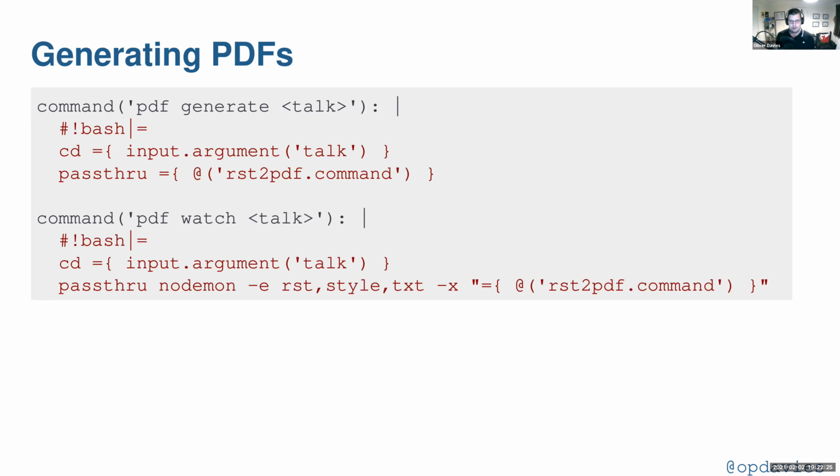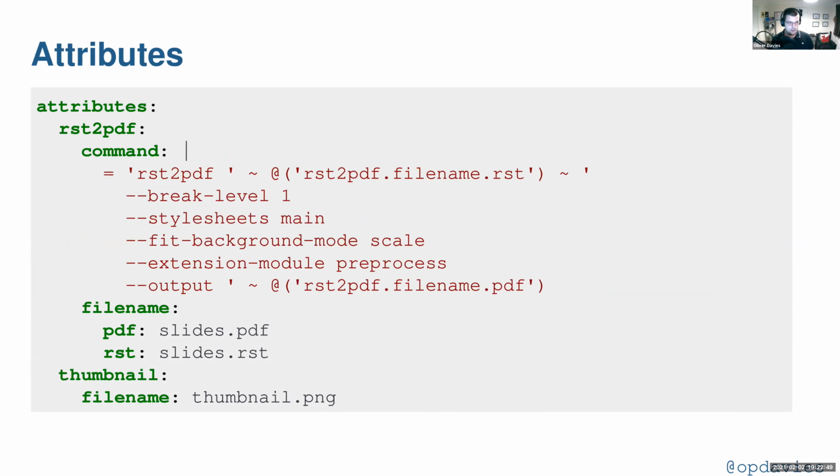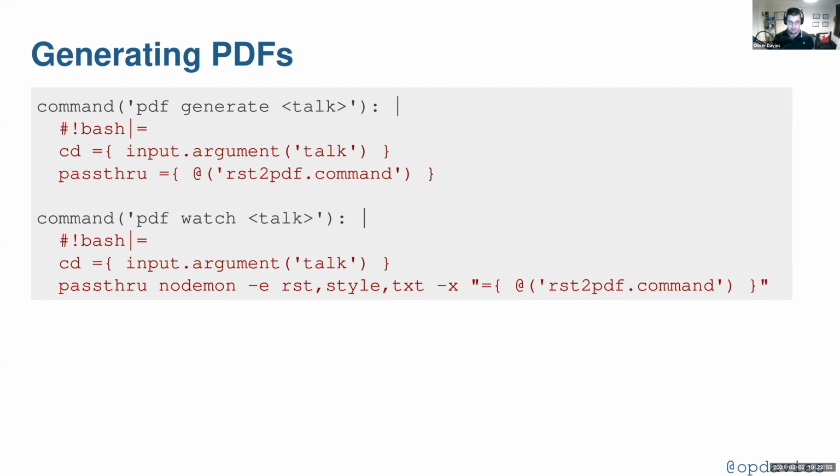In the same way we had the name earlier on as the named argument, here I've got the talk. So for me, this is just the directory structure. So each talk is in a directory. We're just going to cd into the directory and take the talk name from the argument, and then run the pass-through command helper that we saw earlier on, and then get that command from the beginning. So this command that we defined here, we're just putting that in as rst2pdf.command. They're all accessible through dot notation, which is quite nice. So for a one-off, I can just run pdf generate, working with Workspace, just being really meta.